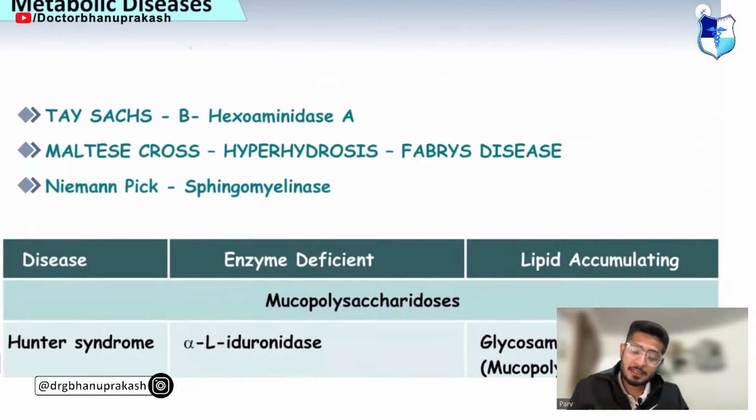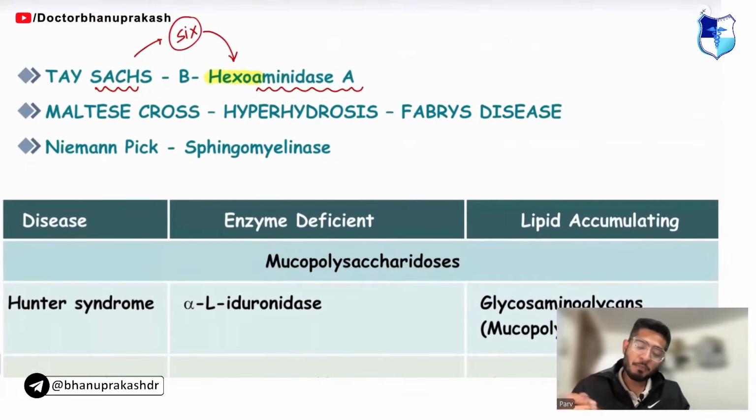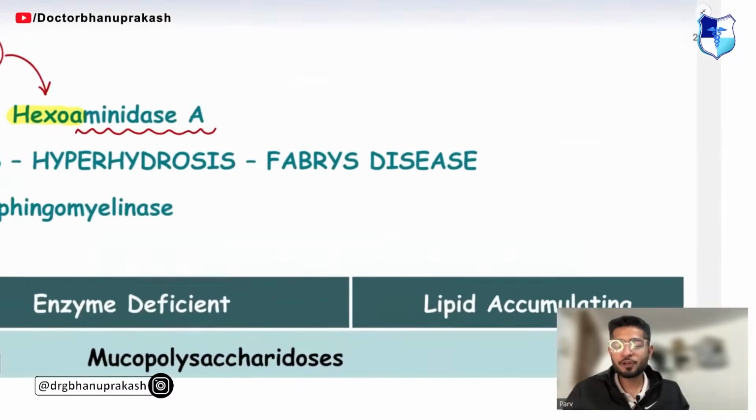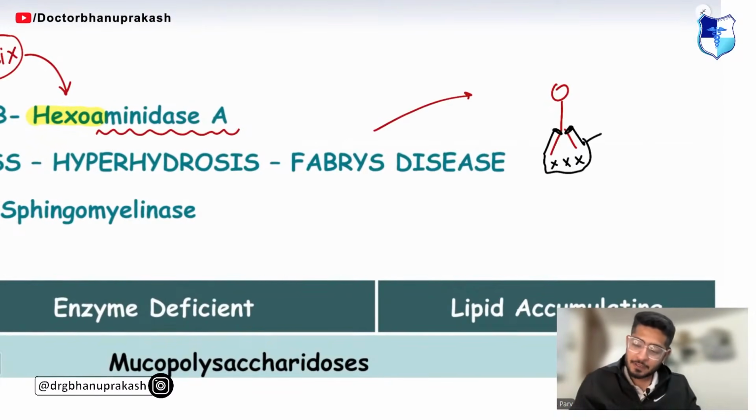And what is Tay-Sachs? Sachs is just like sick. You can remember from 6, hexa, and hexa is hexosaminidase. Hexosaminidase. Then Maltese cross. So remember, a girl who is wearing some fabric is having some cross-like patterns. This is a fabric, this is a cross, and this girl is sweating because the fabric is tight, so she's sweating a lot.